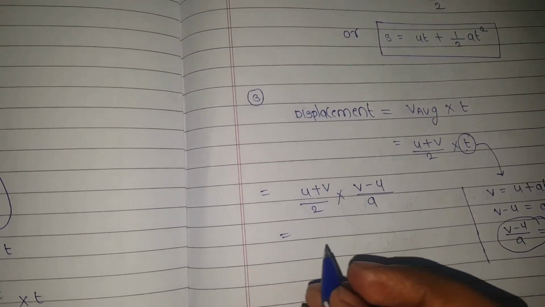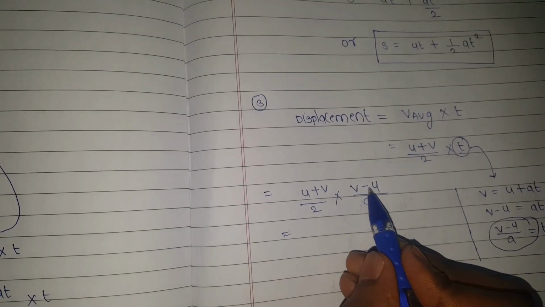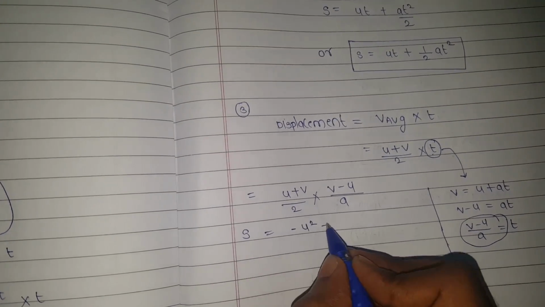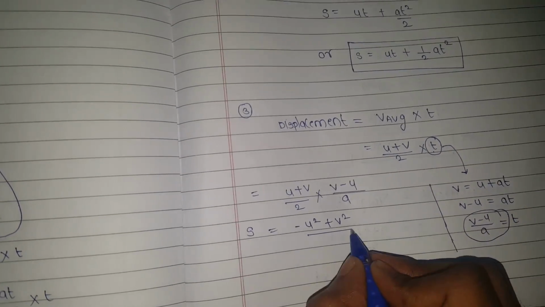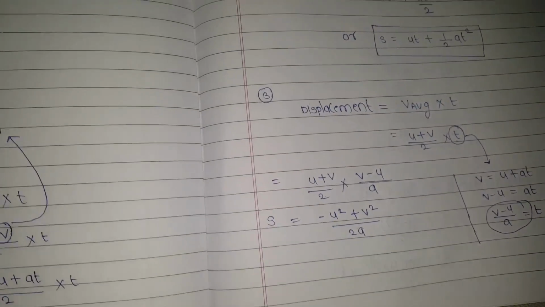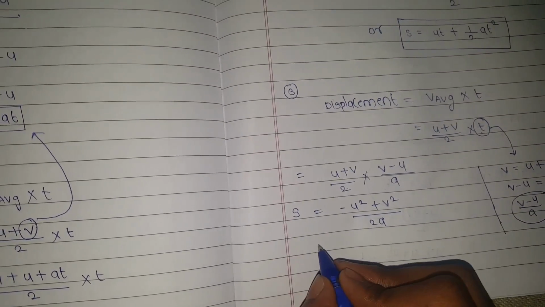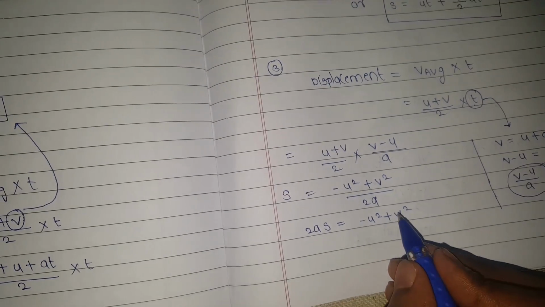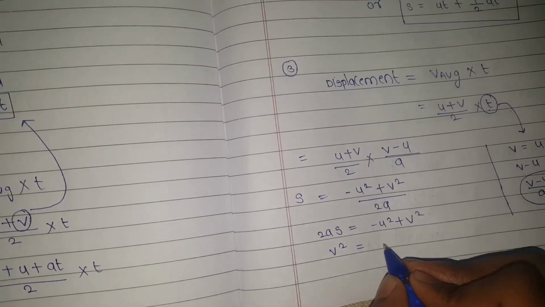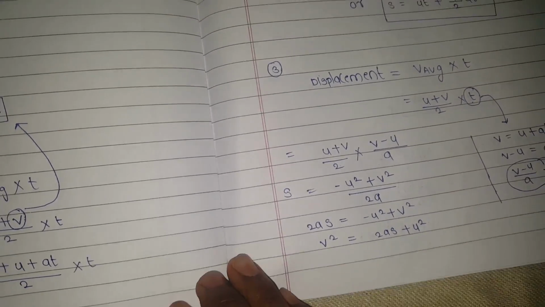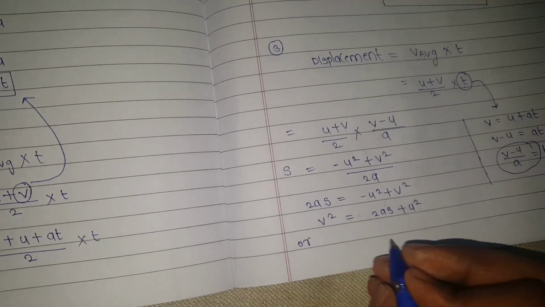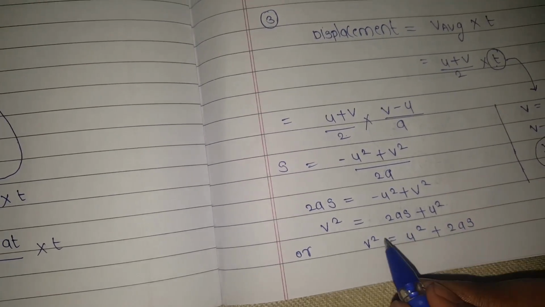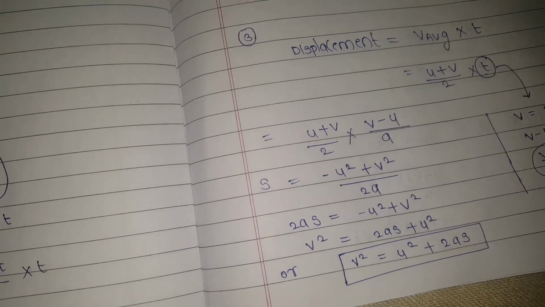So let us multiply these two terms. So plus u into minus u, we get minus u square, plus v into v, we get v square, upon 2 into a, 2a. Now this 2a goes to this side and becomes 2as equal to minus u square plus v square. Now we want v square. So v square equals 2as plus u square, or one can write this as v square equals u square plus 2as. So this is our third equation of motion.